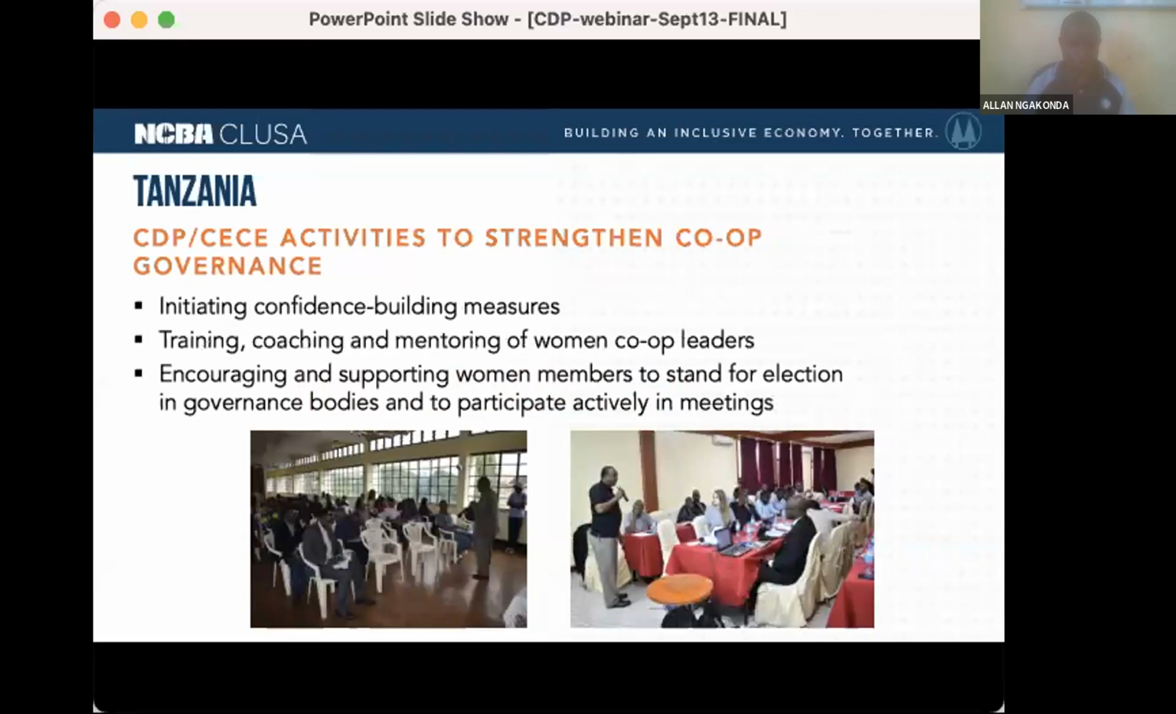Within the cooperative, through training, coaching, and mentoring. This has proven to be an effective strategy. Secondly, we encouraged and supported women members to stand for election in various committees, representative bodies, and higher-level cooperative structures, and they participate actively in the meetings. Thank you.